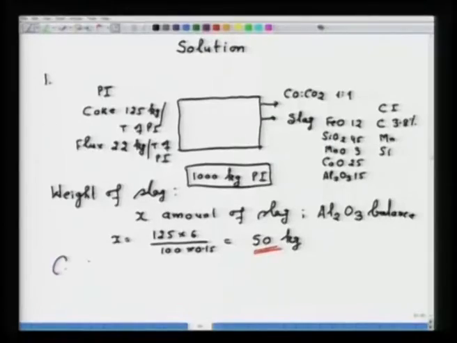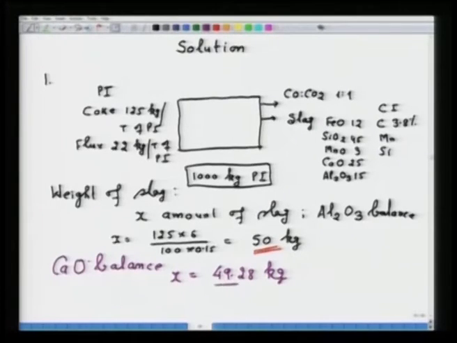So, if you do, for example, the calcium oxide balance and calculate X, that is the amount of slag, it will come out to be equal to 49.28 kg. So, you see both values are quite close to 50 kg. So, we take 50 kg as the correct answer.